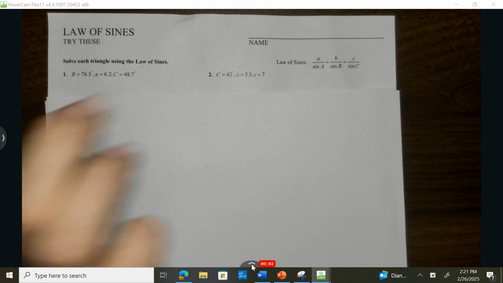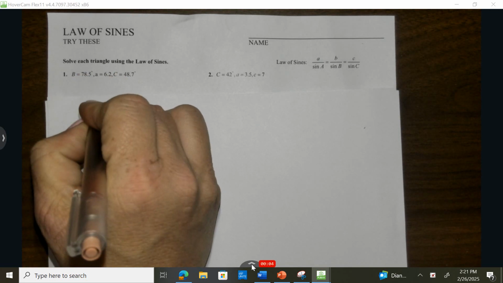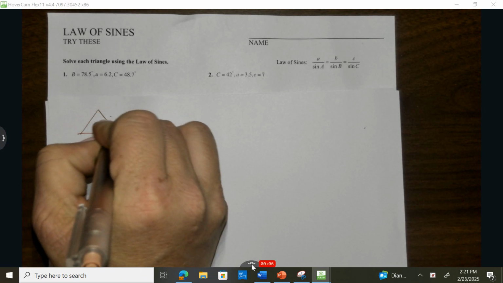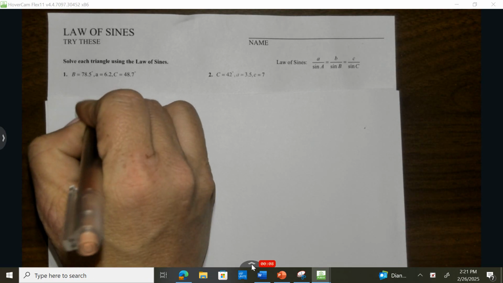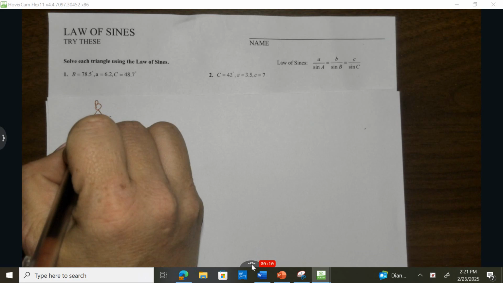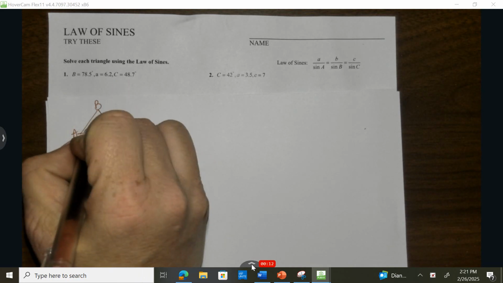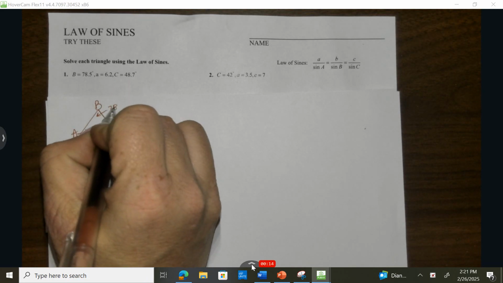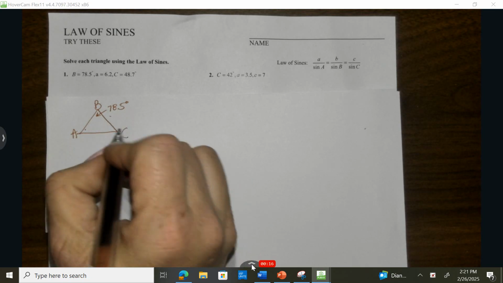So I'm going to get started by drawing a non-right triangle. It doesn't need to be drawn to scale. And now I'm going to put in what I know. I know that we don't know angle A at this point. We know angle B is 78.5 degrees.